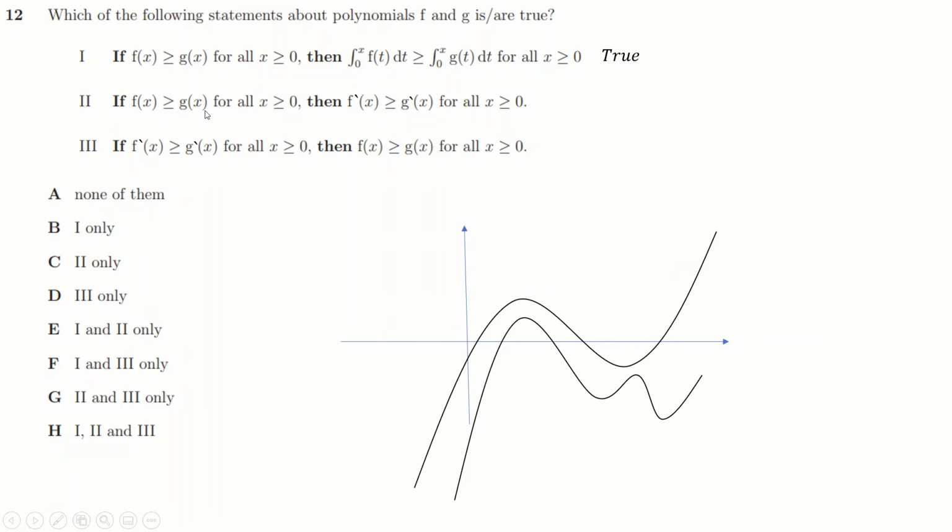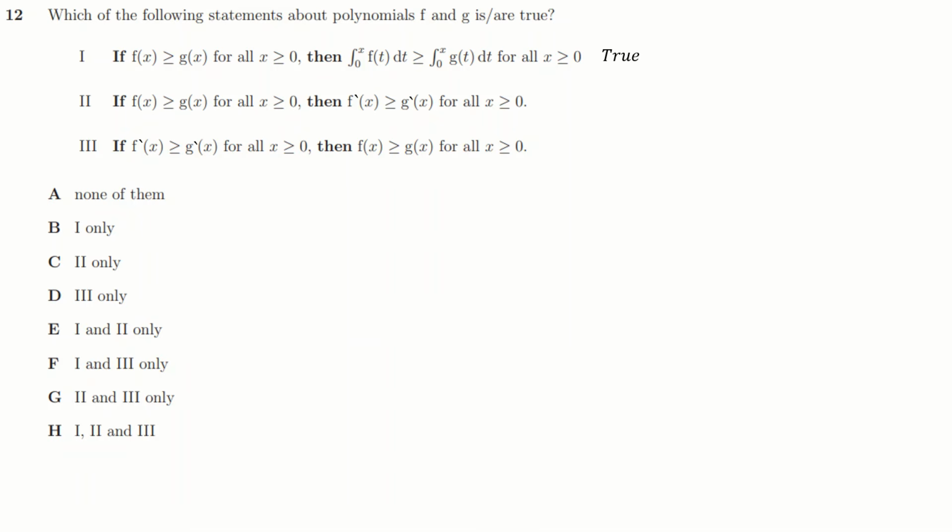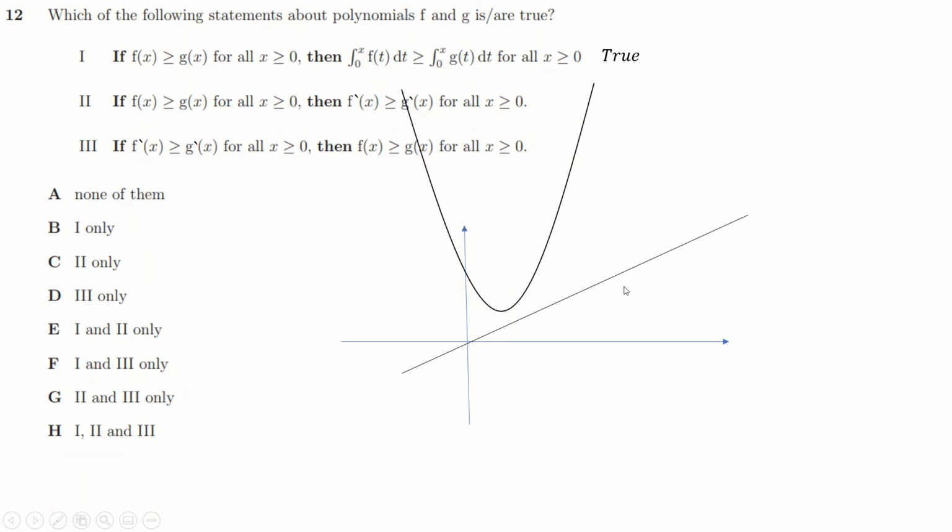Next one, if f is bigger than g, so the same thing here, then the derivative of f is bigger than the derivative of g. So again, counterexamples here. Examples and counterexamples. Let's come up with a function. There's f of x. Now that's always bigger than this g of x, yeah? Because it's always just above g of x. So it's always bigger. Except the gradient, which is what we're comparing, the gradient of f here is negative, whereas the gradient of g is always positive.